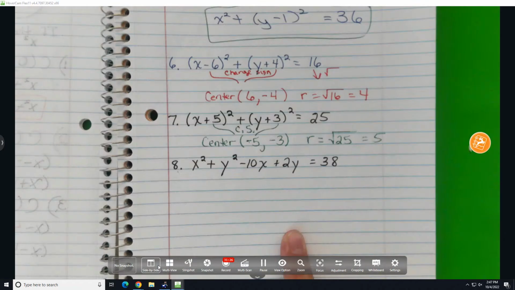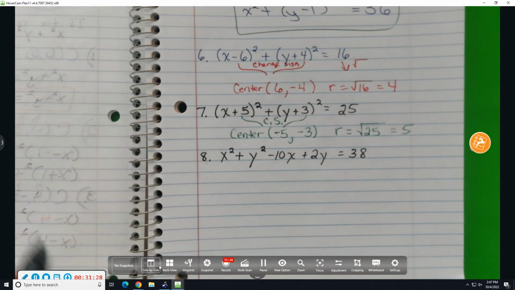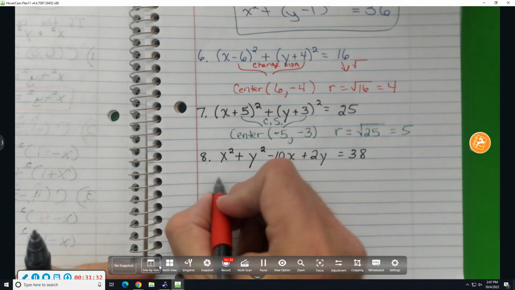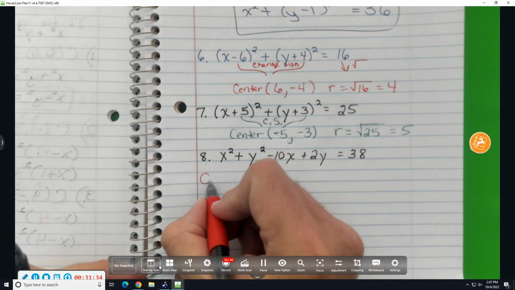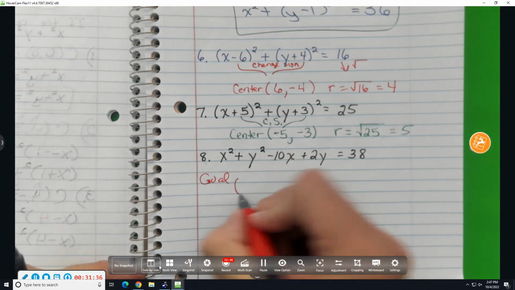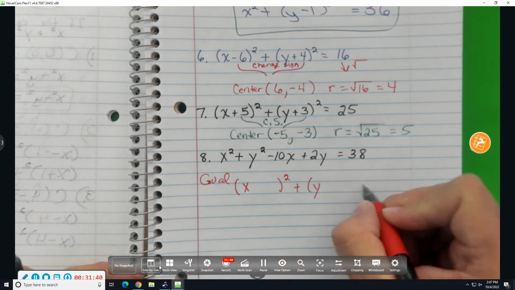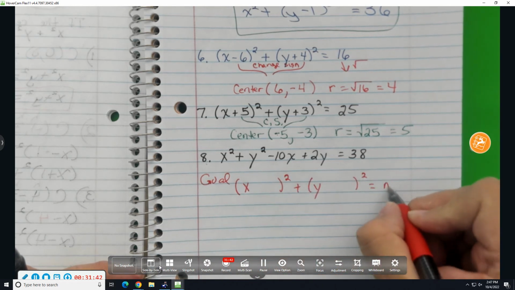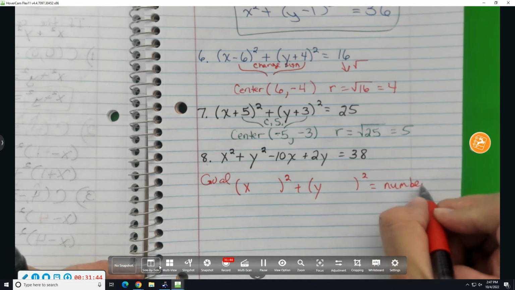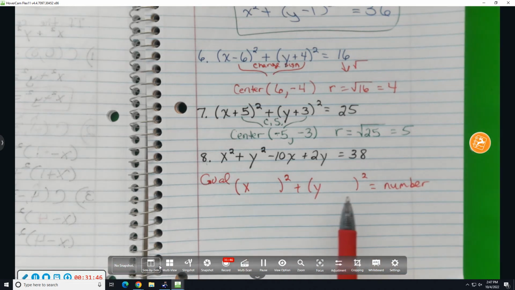Our goal here, if we're going to find that center and radius, should be to write it like this. If we can write it back in that center radius form, then we know how to find the center and radius. Change the sign, square root.